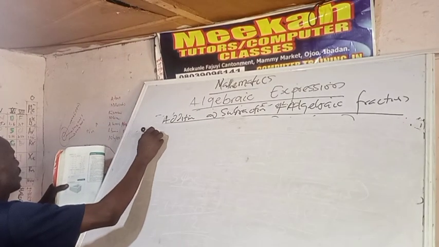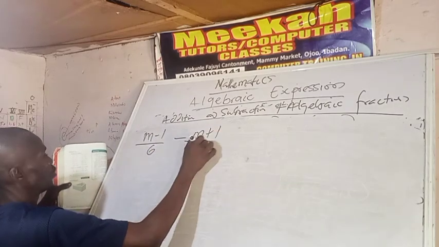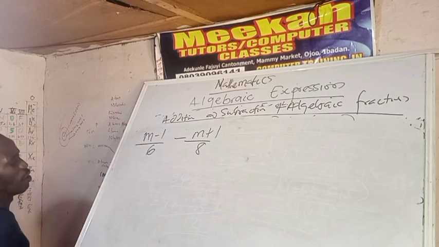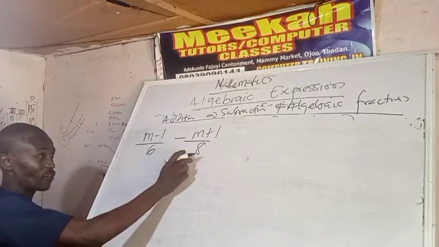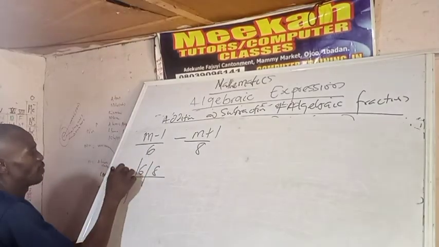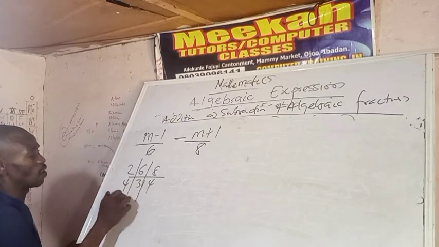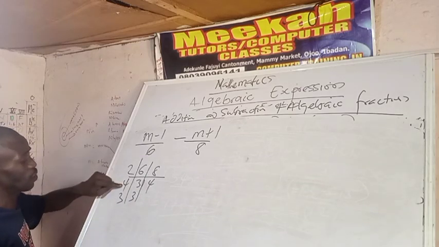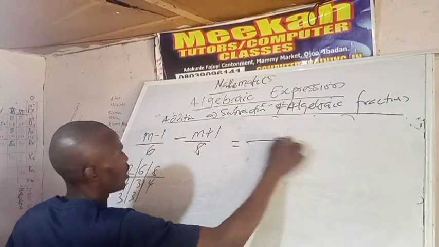Now, if you have m minus 1 over 6 minus m plus 1 over 8, you need to find the LCM of it. If you don't know how to go about it, don't go and multiply. First, find the LCM. 6, you have 8 and a row. What do you have here? 2 here, 3, 4. Again, what do you have here? 4, you have 3, you have 3 here. So my LCM is 2 times 4, 8, 8 times 3, 24. My LCM is 24, I rule here.